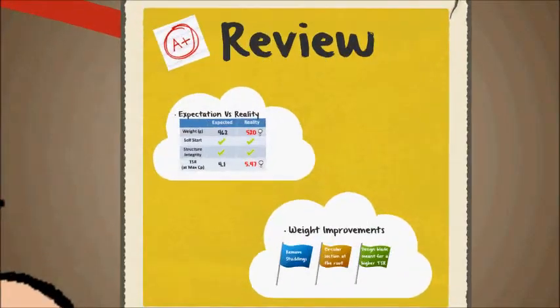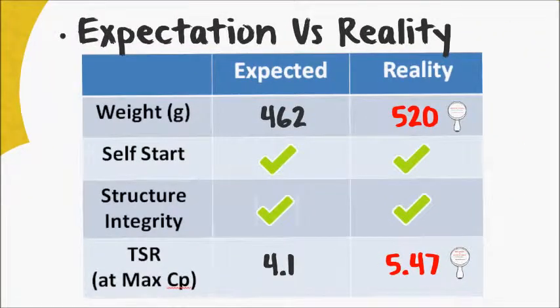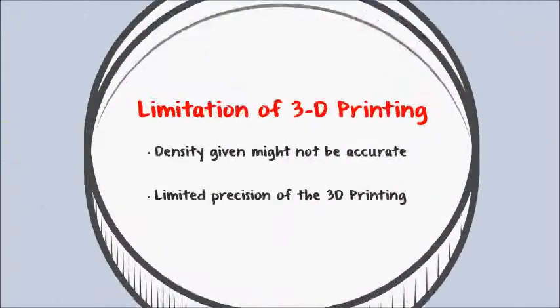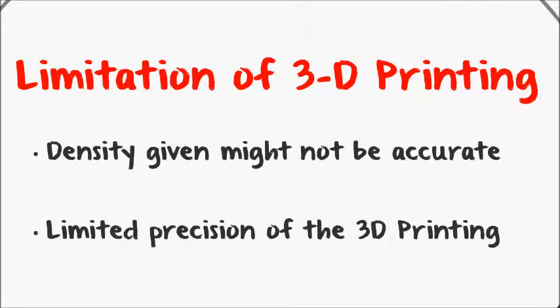Next, we evaluate our design by comparing our expectations with the actual results. There were two main discrepancies which we need to account for. Number one, the weight calculated using Creo was significantly lower than the actual weight. The density of the ABS plastic given for calculations might be inaccurate, which led to the discrepancy between actual and theoretical weight. There's also the limitation of the precision of 3D printing.